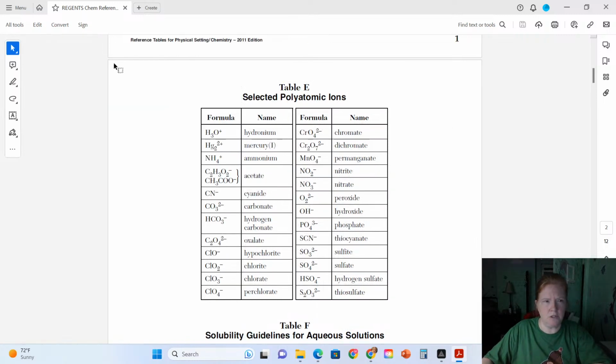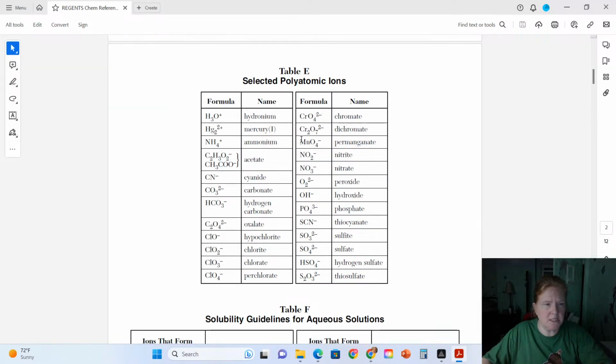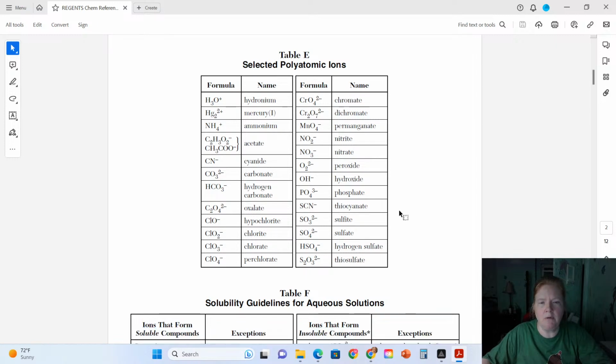And oops, I don't want to do that. So when you look at table E, it's going to give you the name. So for example, you said nitrate. So how would I know what it would look like? Well, do you see right here, nitrate? And then it tells me what the formula is for nitrate, which is NO3 negative. Okay, so using table E is super helpful.